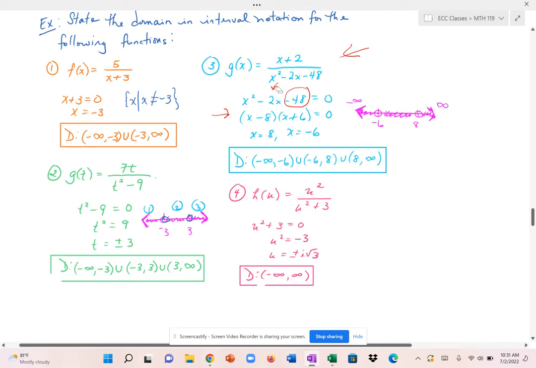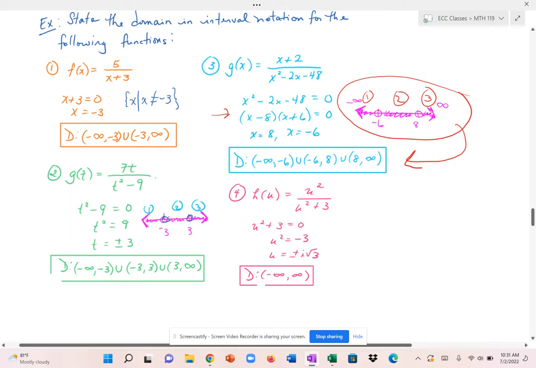So I get two solutions, 8 and -6, but they're not actual solutions, they're restrictions to the domain. So again, if you need the visual, you draw -6 and 8 on a number line, put open circles above them because they're not in the domain, and everything else that I shaded is in the domain. So again, I have 1, 2, 3 intervals that I need to show, and those intervals are shown right here. From -infinity to -6, union from -6 to 8, union from 8 to infinity.